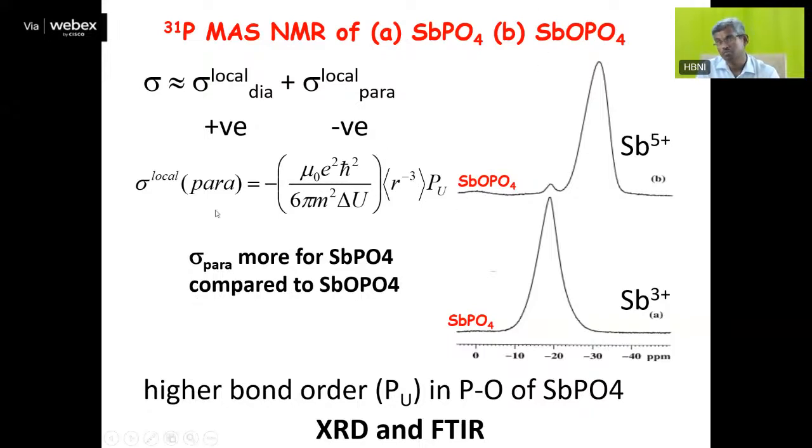This has also been confirmed by other techniques like Raman, FTIR, NMR, etc. So bond order plays a very important role in deciding the chemical shift value.